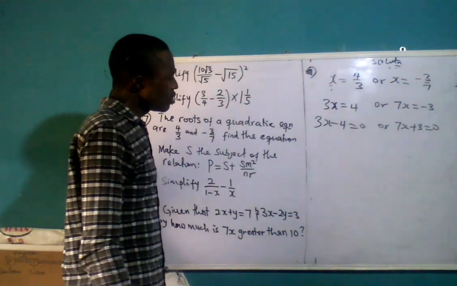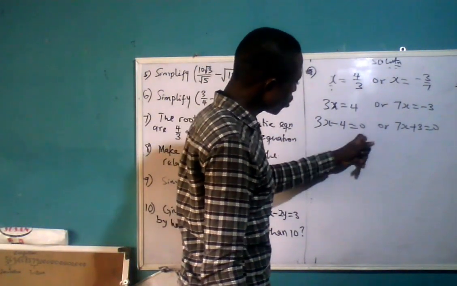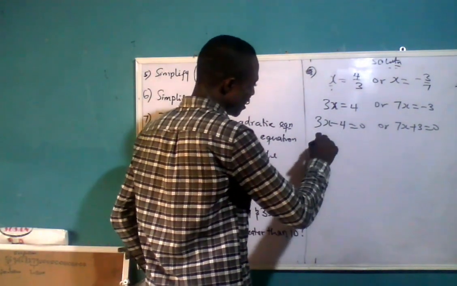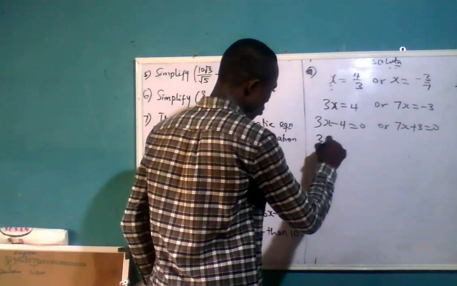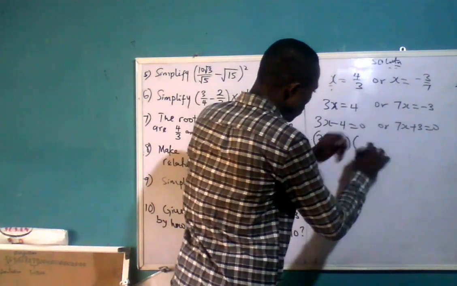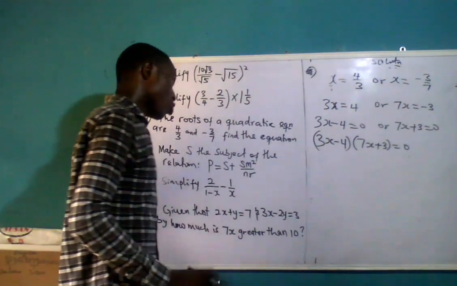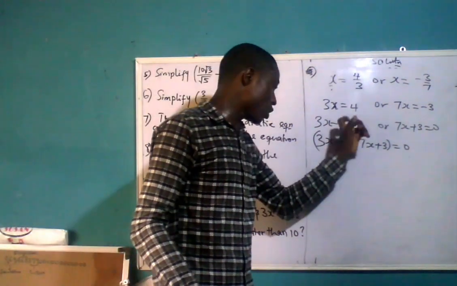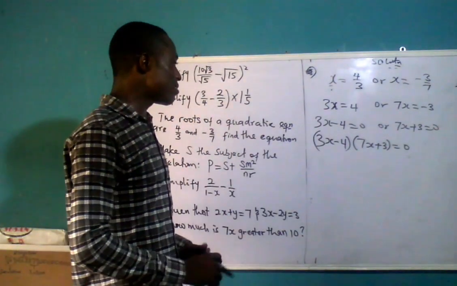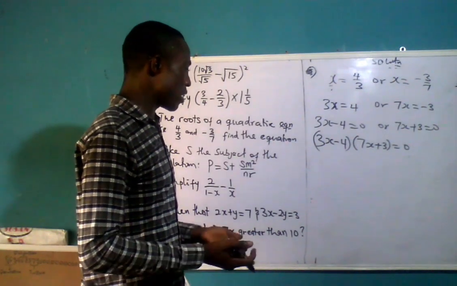Okay? Now, for this to be equal to 0 and this to be equal to 0, it does mean that their products also must be equal to 0. So you put them together and equal to 0. It does mean that this times this is equal to 0. If any of these is equal to 0, then the product of this and this must be equal to 0. That's the idea behind it. That's the concept behind solutions of quadratic equations by factorization.